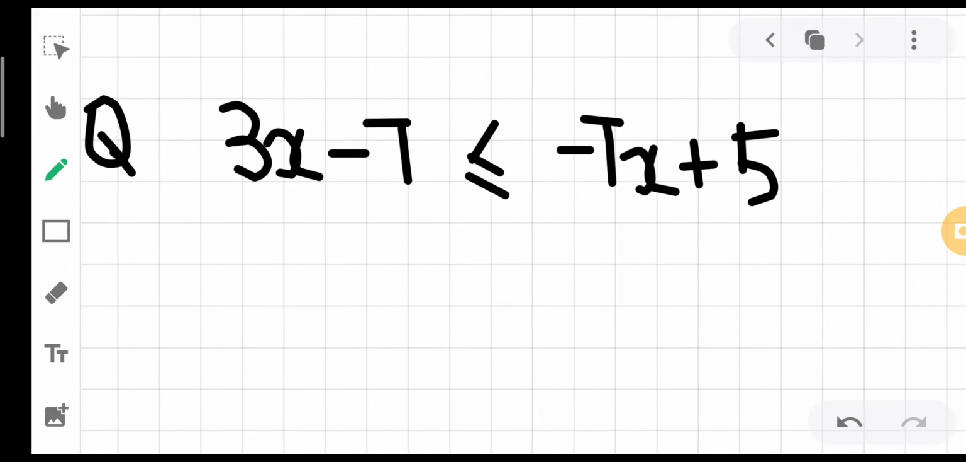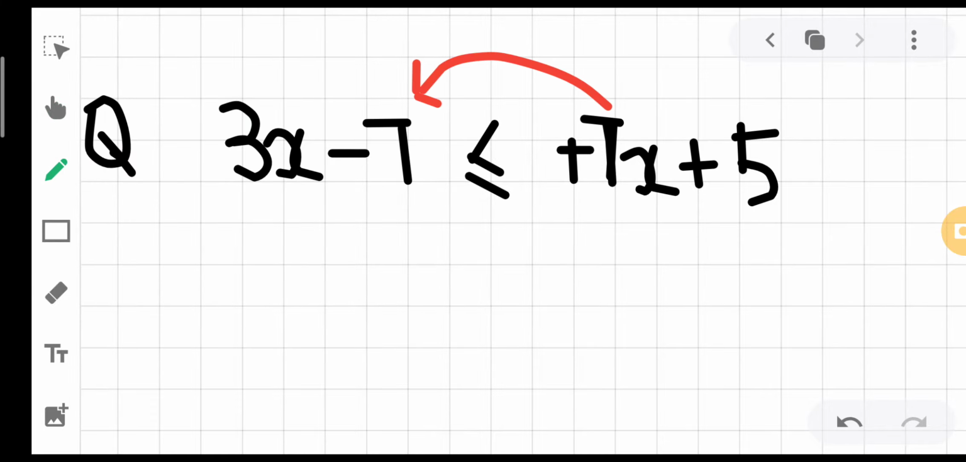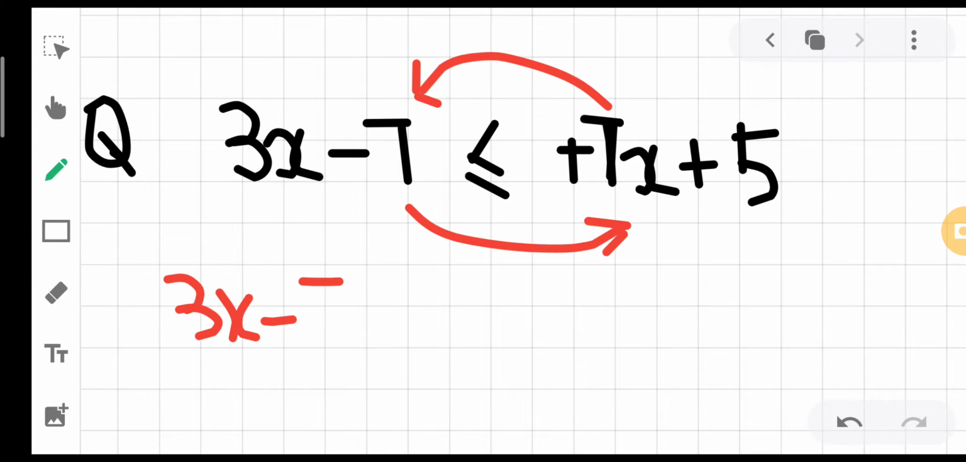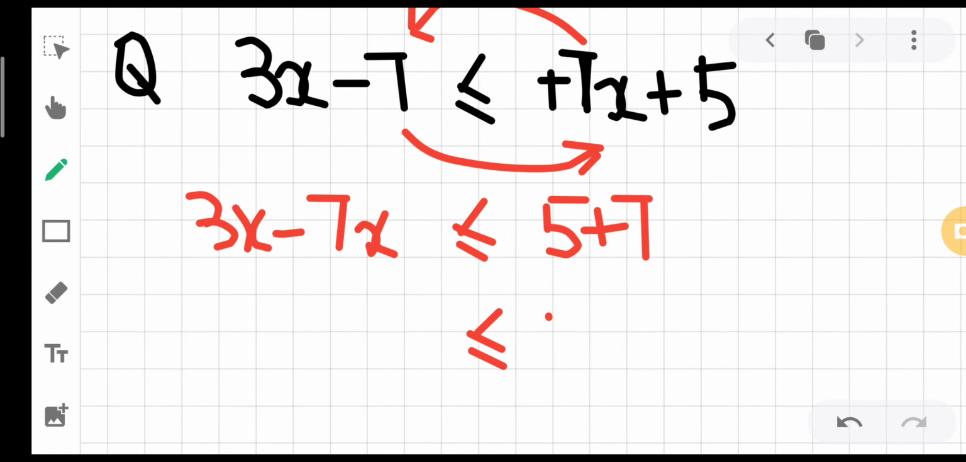In the following situation, if you are solving it, let's make it +7, not negative. Let's make it +7. Now if you are solving it accordingly and doing the simplification, obviously you have to shift this 7 right here and negative 7 right there. This will be 3x minus 7x. You are having an equality sign as it is, 5 added with 7. When you add 5 with 7, that results in 12, and this is negative 4x.